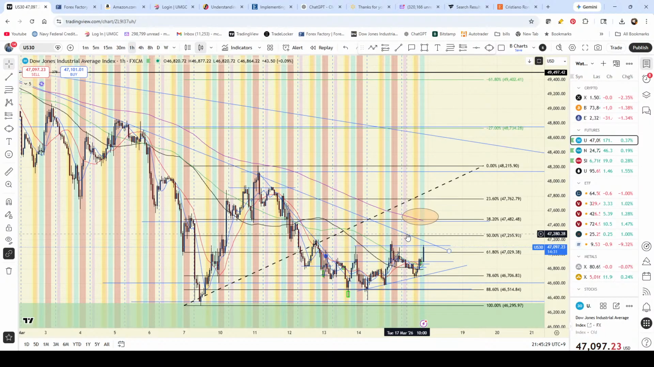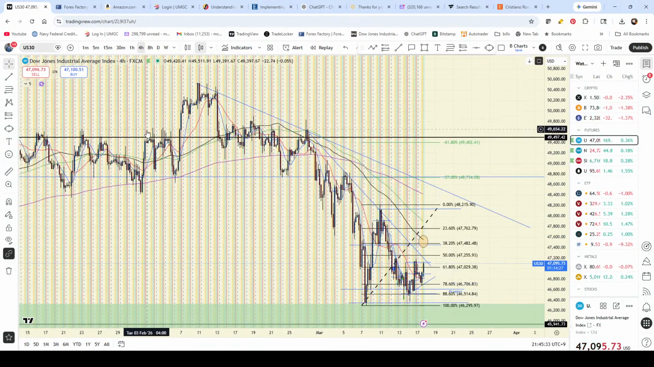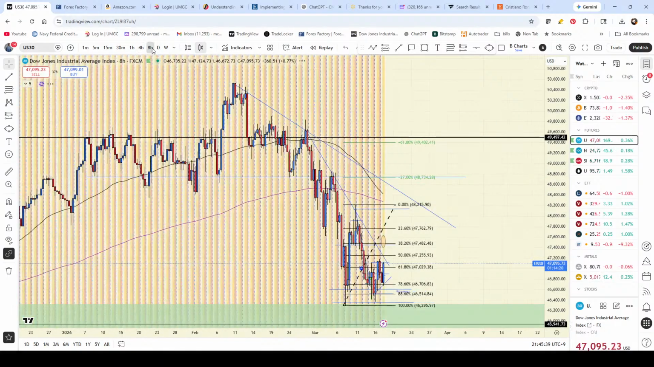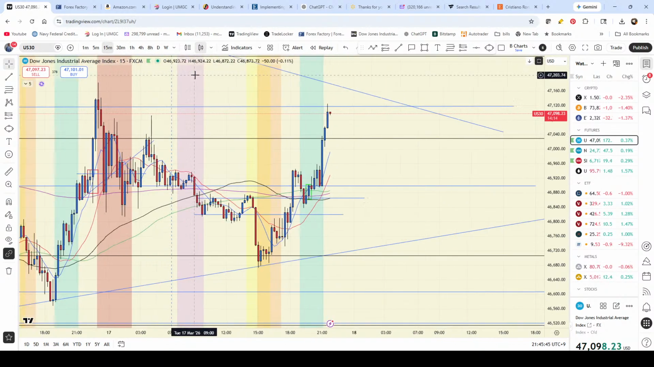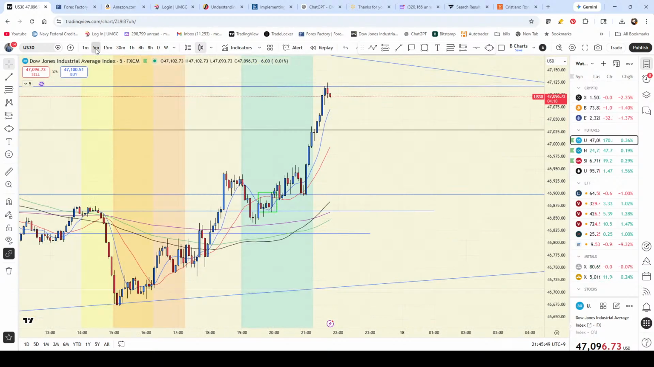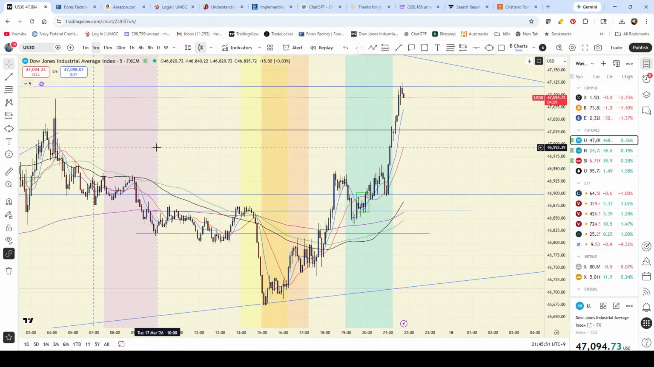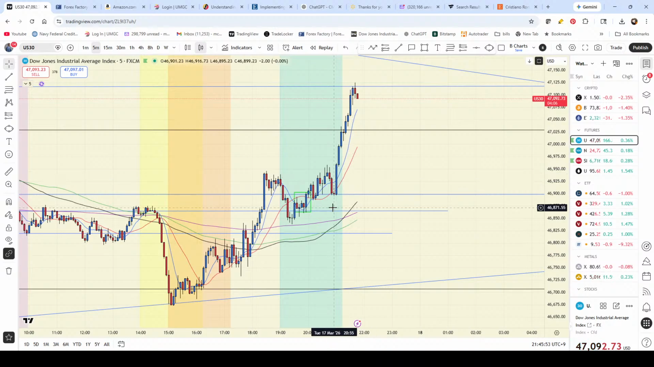But if it closes like this, it's forming a double tap. And then I would like to see, we have one more hour in the 4-hour. I would like to see how that closes as well. Let's see if it's going to make a lower high and shoot up higher.